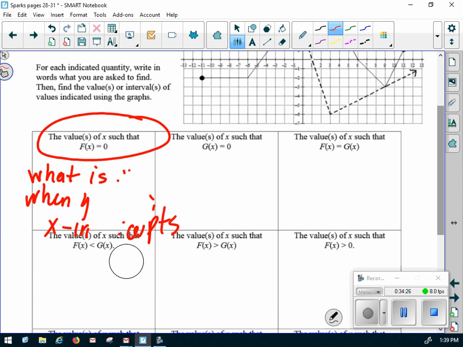All right, next piece. The values of x such that g of x equals 0. What are you trying to find there? X-intercepts of g. Yeah. The values of x such that f of x equals g of x. What are you looking for? You're looking for intersection points. Good.